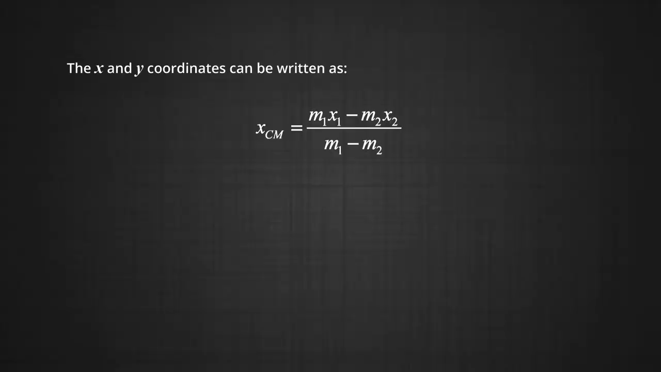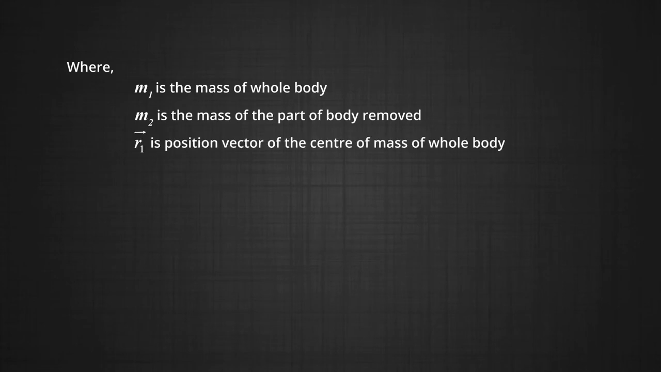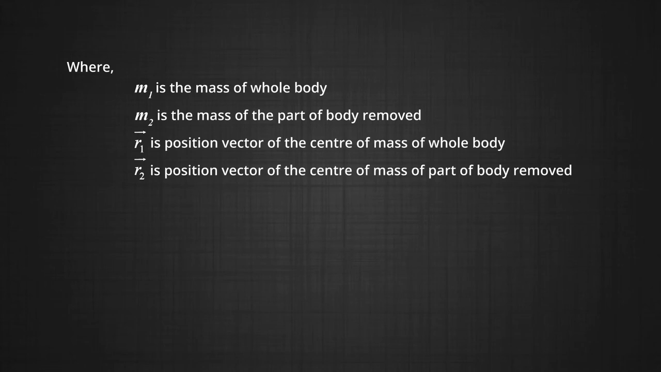The x and y coordinates can be written as XCM is equal to M1 X1 minus M2 X2 divided by M1 minus M2. YCM is equal to M1 Y1 minus M2 Y2 divided by M1 minus M2. Here, in this particular problem, M1 is the mass of the whole body, M2 is the mass of the part of the body which is removed, R1 is the position vector of the center of mass of the whole body, and R2 is the position vector of the center of mass of the body which has been removed.